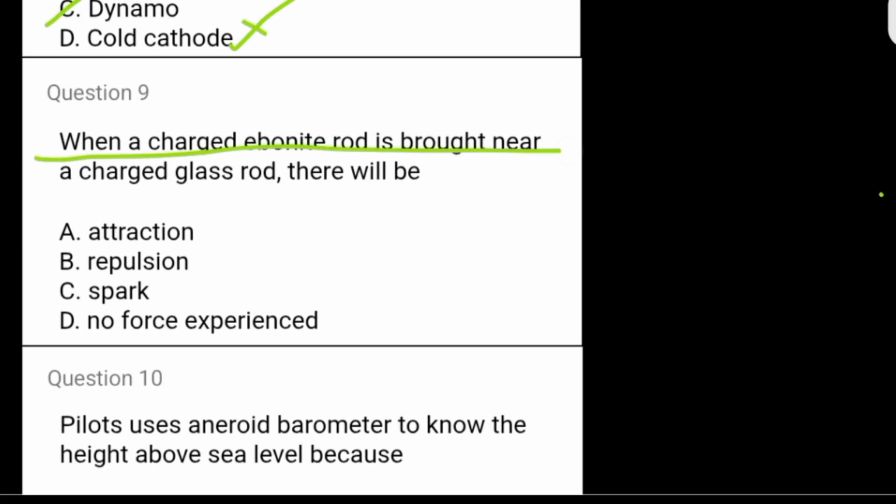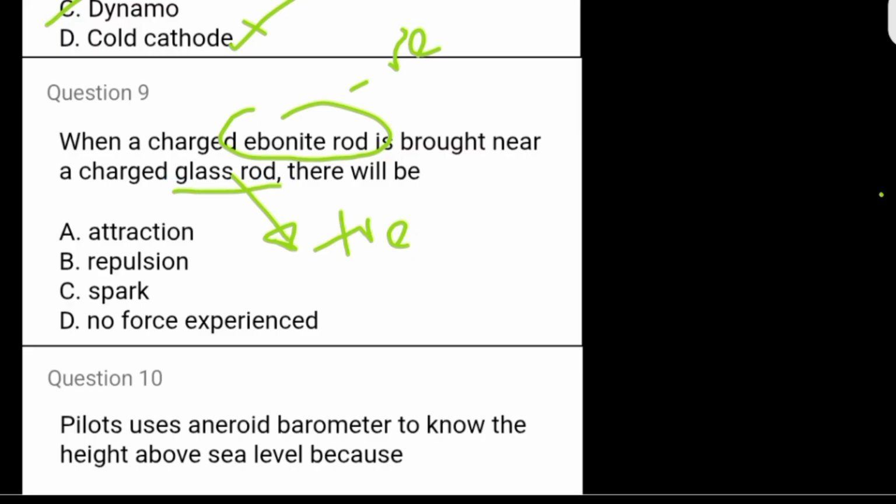Next one is, when a charged ebonite rod is brought near a charged glass rod, there will be dash. So what will happen? Ebonite rod is always negative, while glass rod is always positive. When you rub ebonite rod on fur, it becomes negatively charged. Then when you rub glass rod on silk, it becomes positively charged. So when plus and minus meet, what do you think will happen? So the answer is attraction. So that's option A.